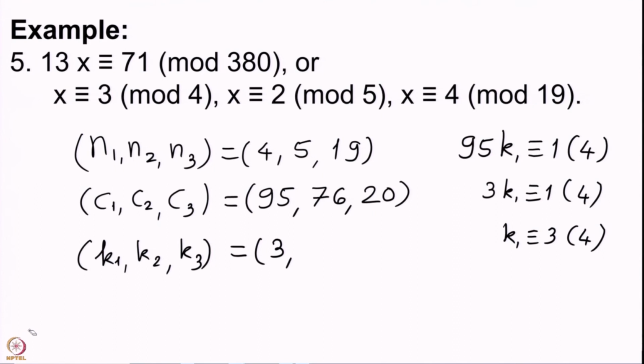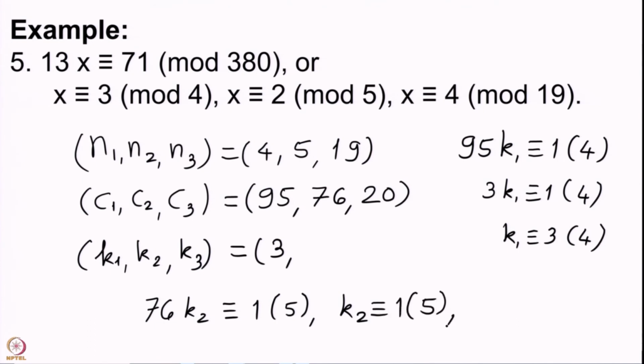Next we want to compute K2. K2 should have the property that 76 K2 is congruent to 1 modulo 5. 76 itself is 1 modulo 5. So, we get K2 congruent to 1 modulo 5, and so K2 is 1. For K3 we have that 20 K3 has to be 1 modulo 19, which tells us that K3 has to be equal to 1.